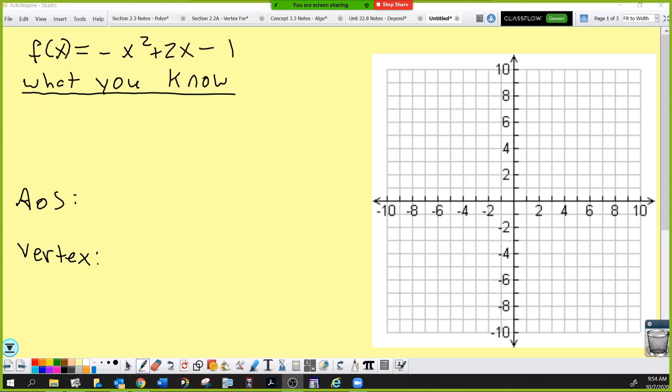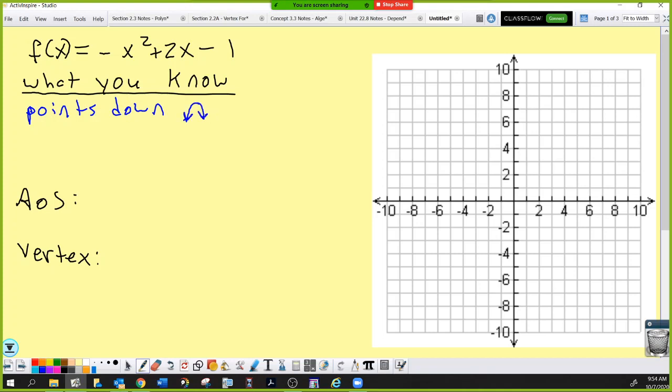So I'd be looking for, hopefully, somebody in the room to tell me one thing they know about this just because they're looking at the equation. Emma, your hand went up first. Tell me one thing you know. The graph is facing down. She says it points down, I agree. It points down, we know that because the front number is negative. So we got a frowny graph.